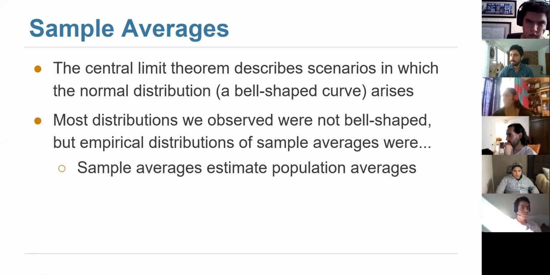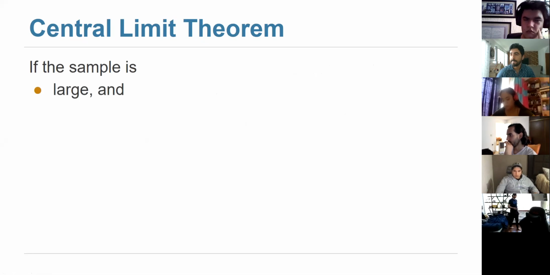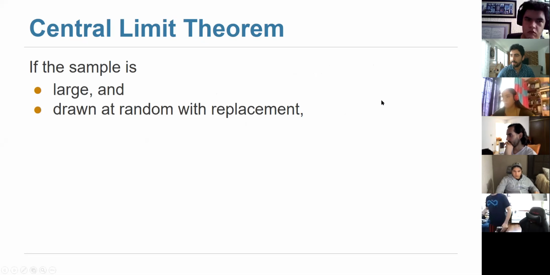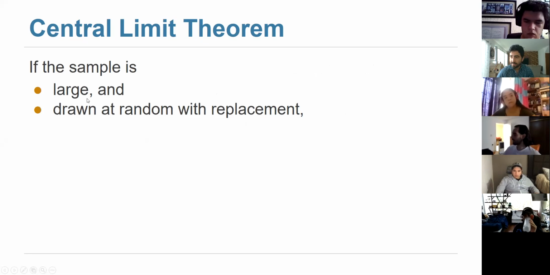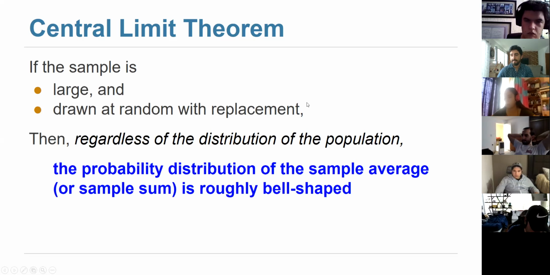So basically the whole idea with the central limit theorem is that if the sample is large and drawn at random with replacement, and these two conditions are very important, we're going to see some of them today and why they matter. If we have a large sample drawn at random with replacement from our population, then regardless of the distribution of the population, the probability distribution of the sample average is roughly bell-shaped. That was what we finished last class with.